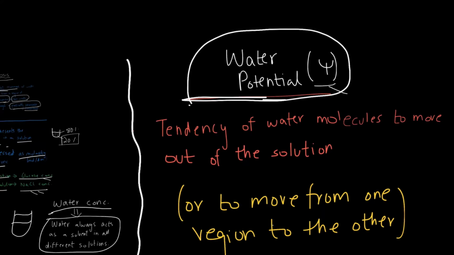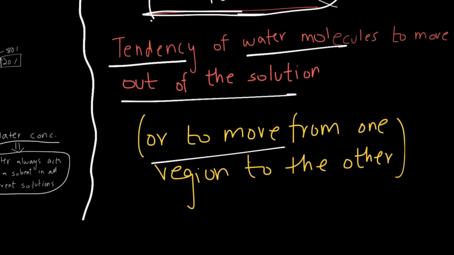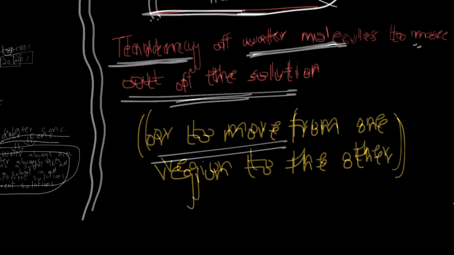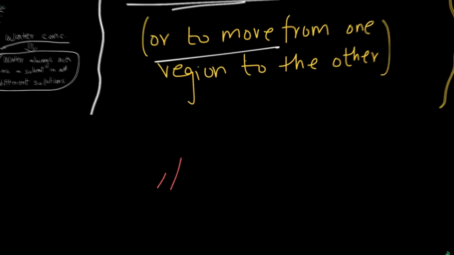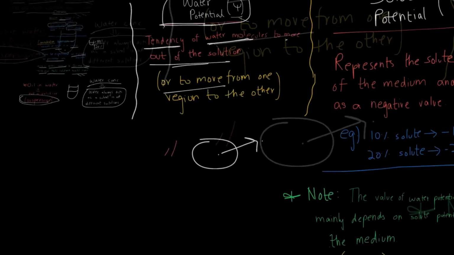It's the tendency or the power of water molecules to move out of the solution. It could be out of the solution, or it could be to move from one region to another. However, we have to state it as the power or the tendency of water molecules to move from one region to another, or to move out of the solution, which means relatively the same thing, because if it's moving out of the solution, it's still moving from one region to another, right?